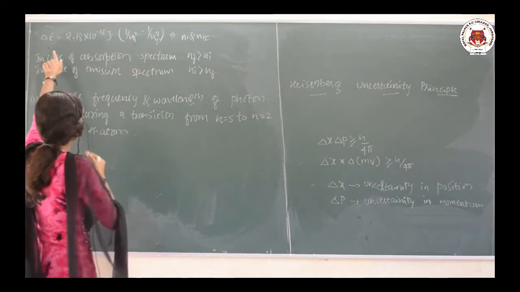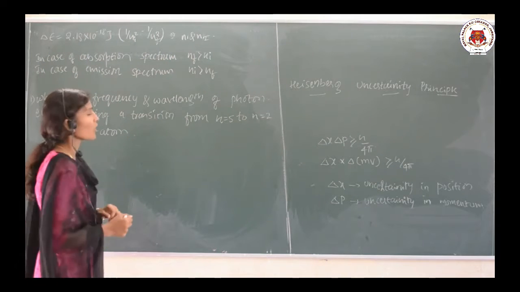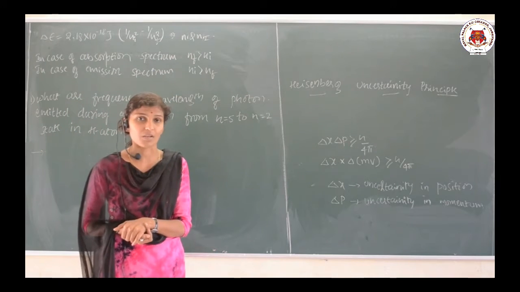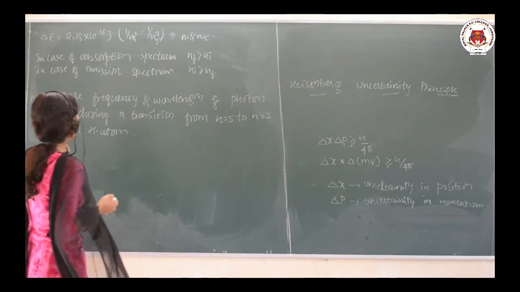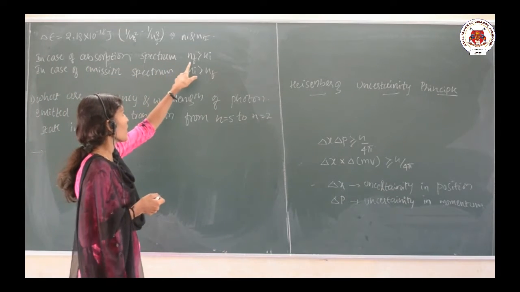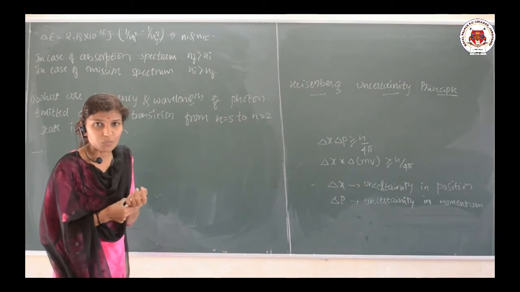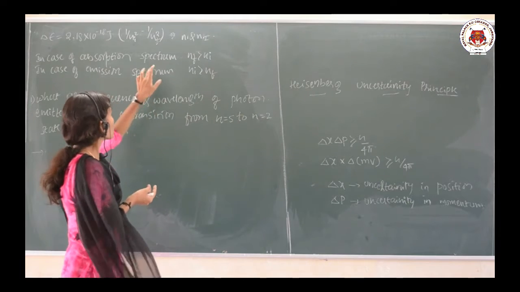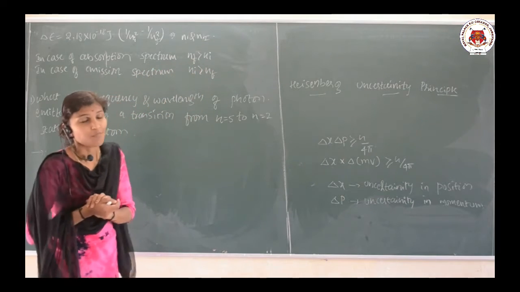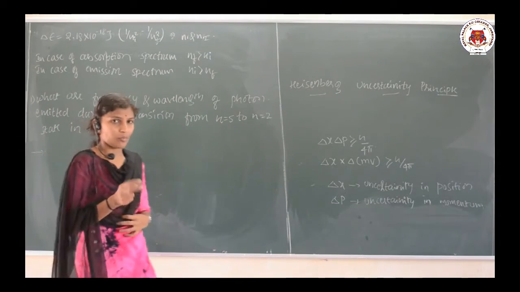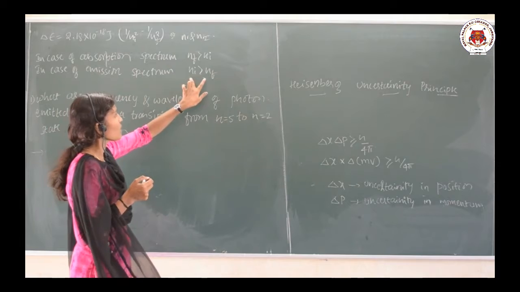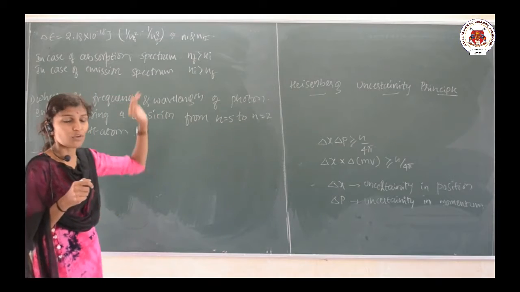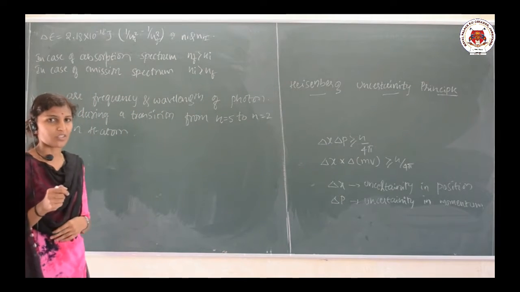So let us say delta E is equal to 2.18 into 10 to the power minus 18 joules into bracket 1 by ni square minus 1 by nf square. This is the formula. In case of the absorption spectrum, nf is greater than ni, because an atom absorbs energy and jumps. If it is an emission spectrum, ni is greater than nf. So these are the conditions for the emission as well as the absorption spectrum.